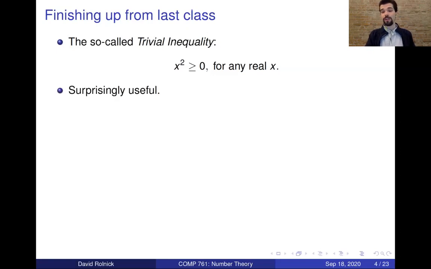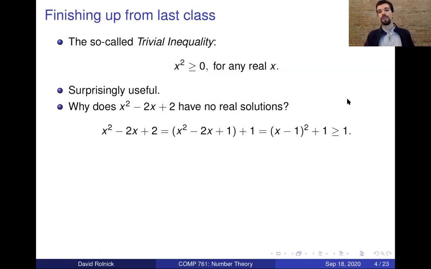This is surprisingly useful for something that is very simple. It will turn up a lot, and it will turn up in non-trivial situations. Here's an example of one way you might use it. Why does this polynomial, x squared minus 2x plus 2, have no real solutions?